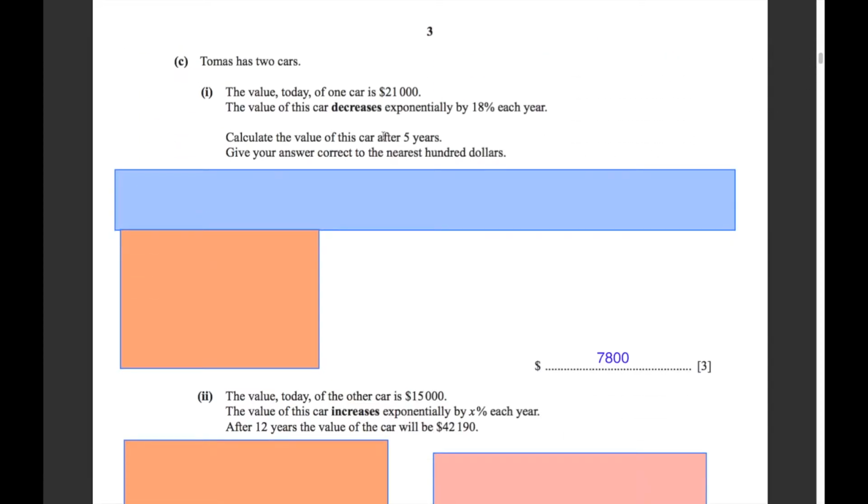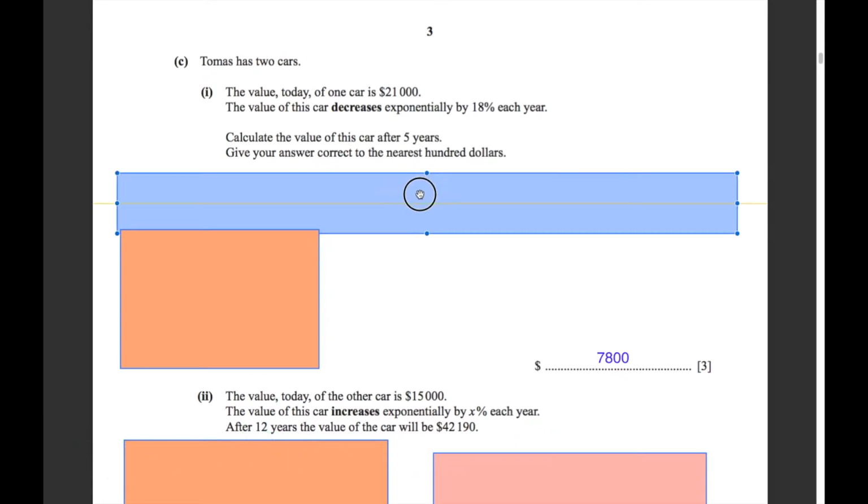Now, Thomas has 2 cars. The value today of one car is $21,000. The value of this car decreases exponentially by 18% each year. So, calculate the value of this car after 5 years. Give your answer correct to the nearest $100. Now, in this case, we're going to be using compound interest instead of simple interest, simply because this rate is added to the value every single year. So it's not an overall thing.